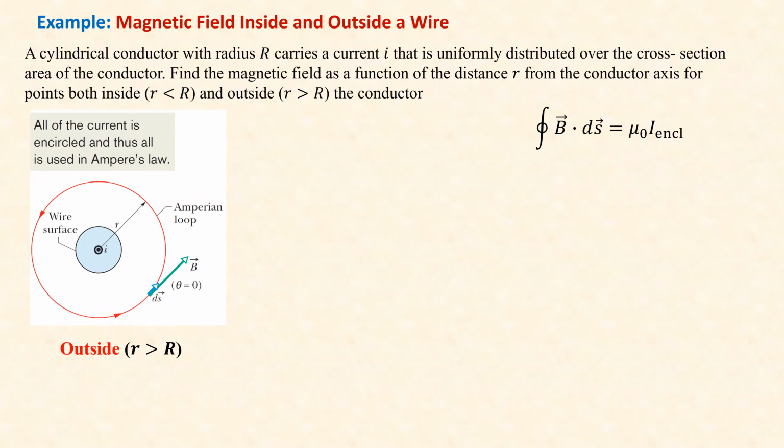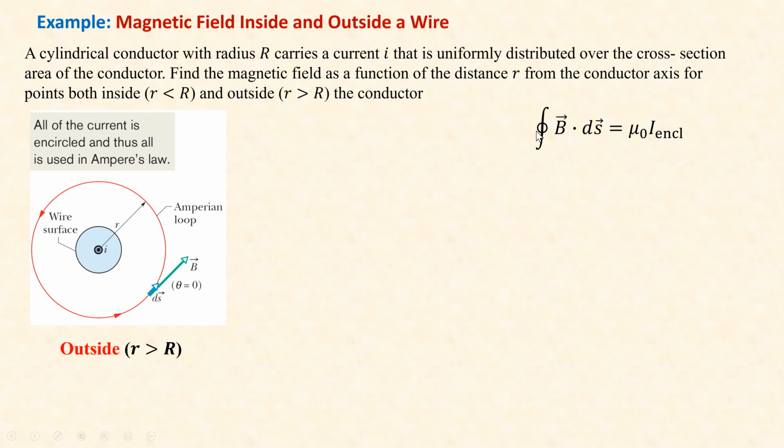So if you're outside, then r is greater than R, and you take an Amperian loop. Remember, in the case of Gauss's law, we used to take a Gaussian surface and apply Gauss's law to it. Here, we take an Amperian loop and apply Ampere's law to the loop. This is the Amperian loop, the red circle. We take a ds along the loop, and because of the symmetry, B should be in that direction.